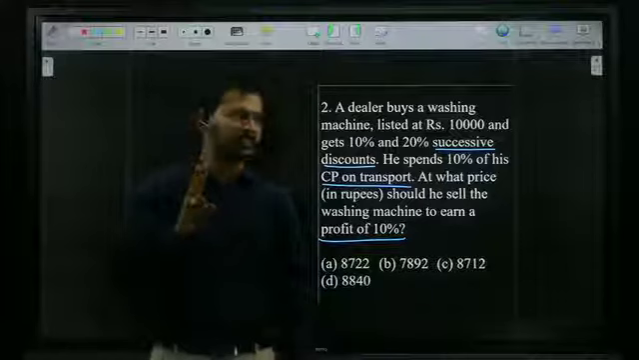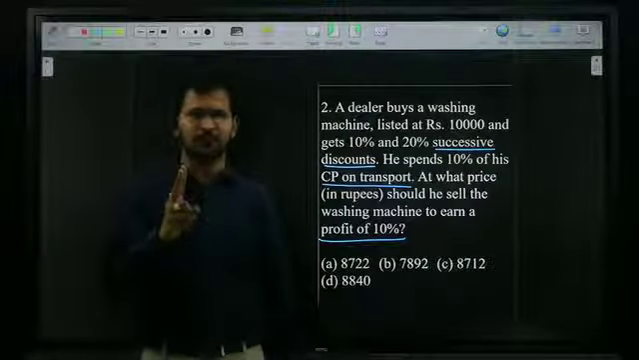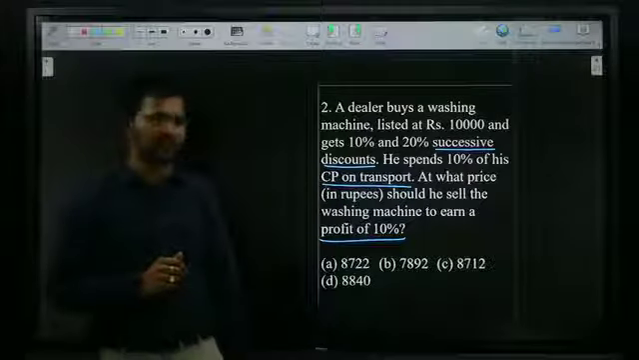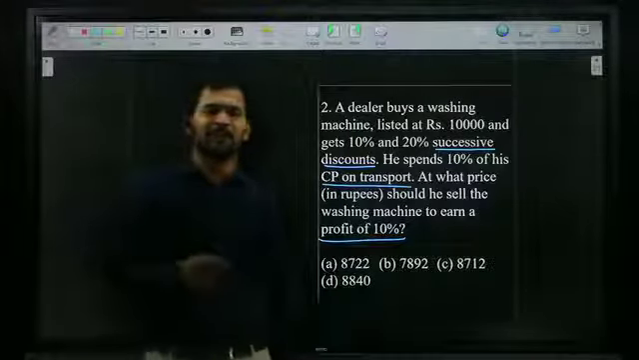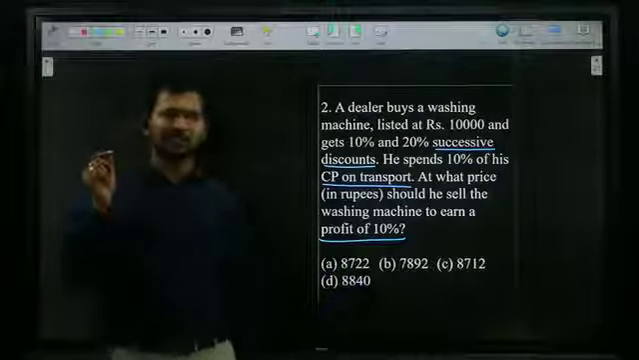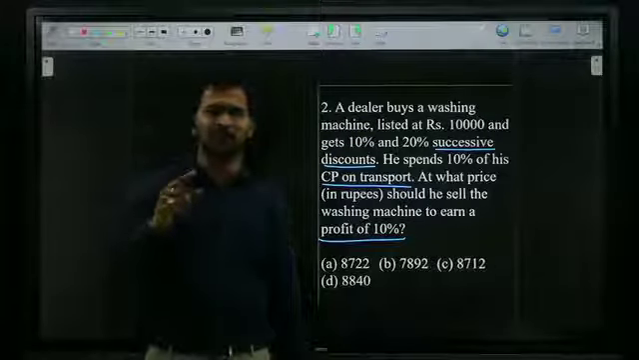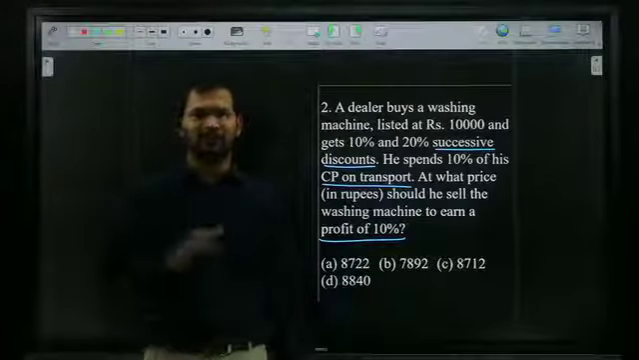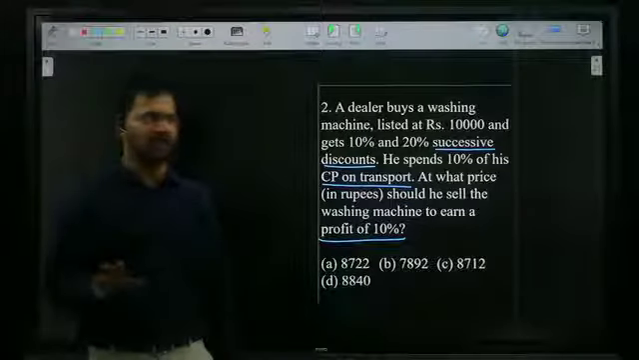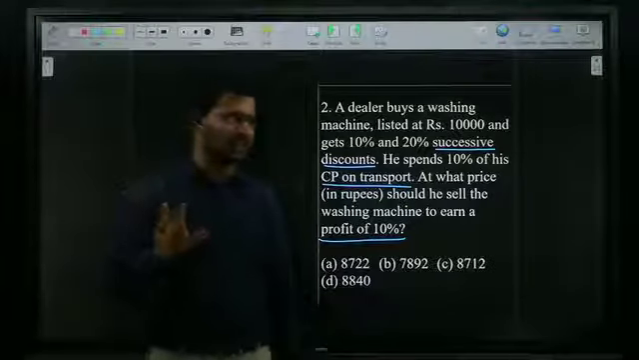After giving two successive discounts, the price is 7,200. He spent 10% for transportation charges, and I already told you transportation charges are always added to the cost price. 10% of 7,200 is 720. 720 plus 7,200 is 7,920. So overall cost price is 7,920.